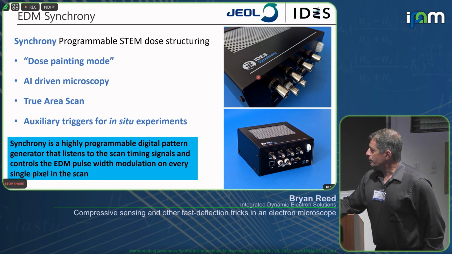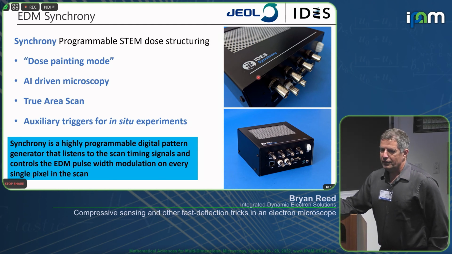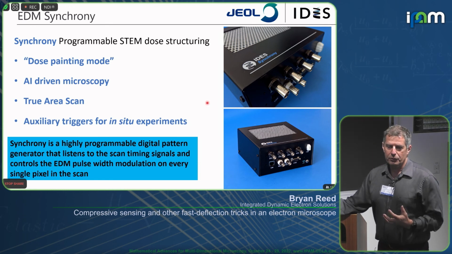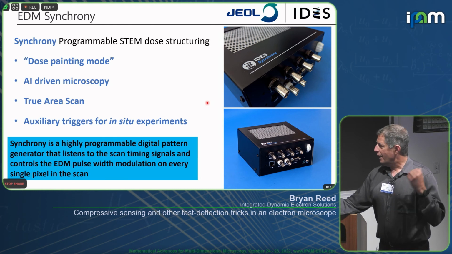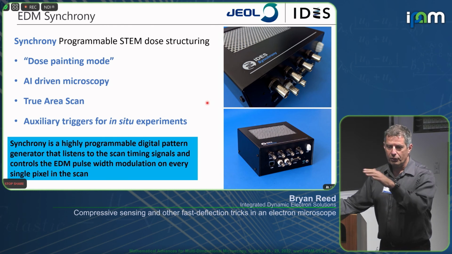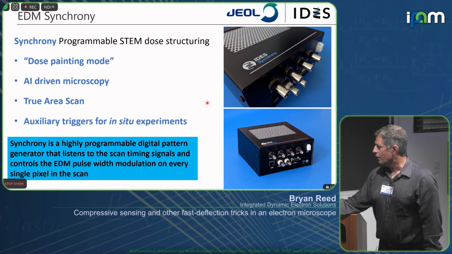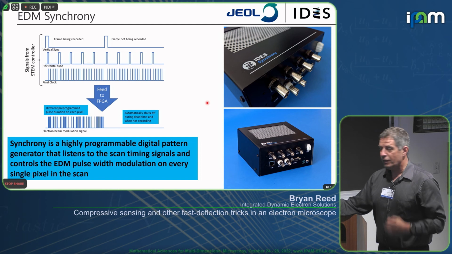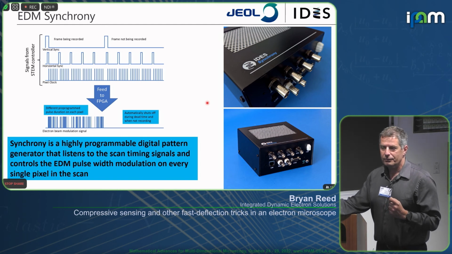So, okay, you've got this fast beam blanker. Wouldn't it be nice to be able to program it to do cool stuff? Sorry, I'm just borrowing this slide directly from another talk, but it does describe what it is. This is a little box that has an FPGA and an ARM processor in it, and it has a highly programmable digital pattern generator inside, and it can be programmed to listen to all of the timing signals from a scan controller and control the dose modulator pulse width modulation on every single pixel in the scan independently.